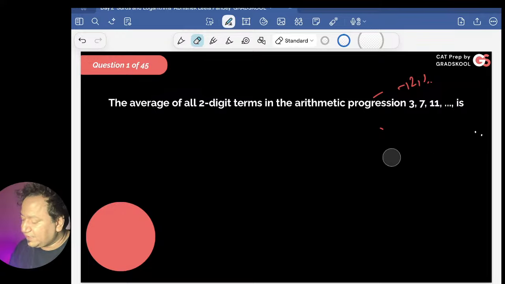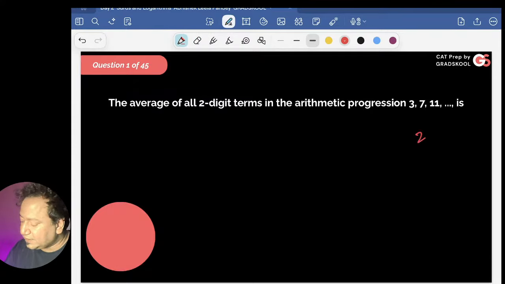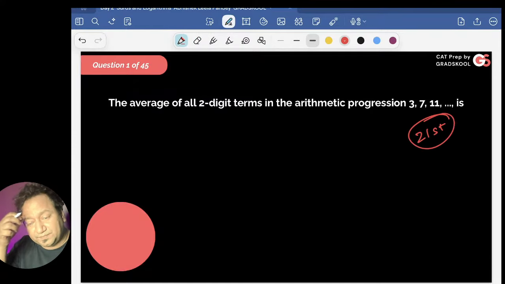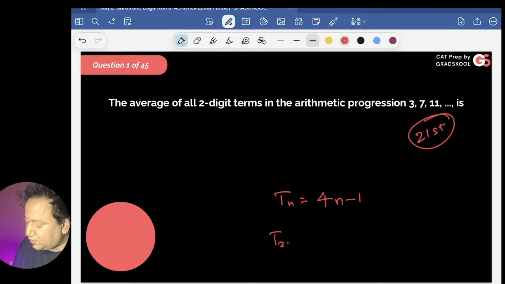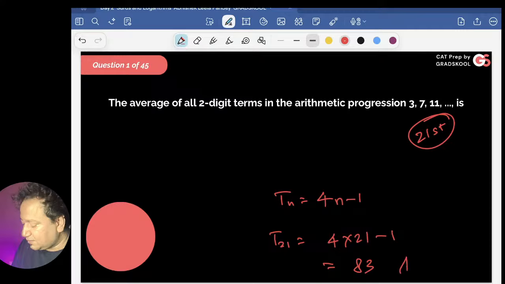Everybody got that. So if I ask one more question, that what you see in front of your screen, the series 3, 7, 11, and so on, what if I ask you what is the 21st number in this sequence? 21st number. How would you do that? 4n minus 1 is the general term. 21st number, T21, that is 4 into 21 minus 1, I can say 83. Is that right?